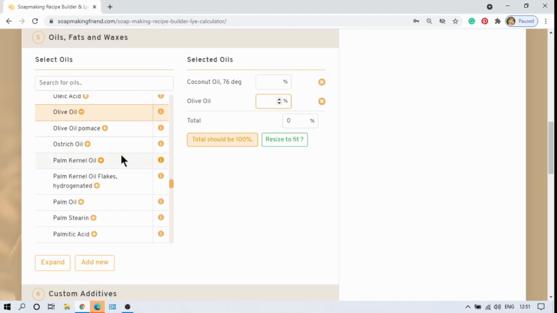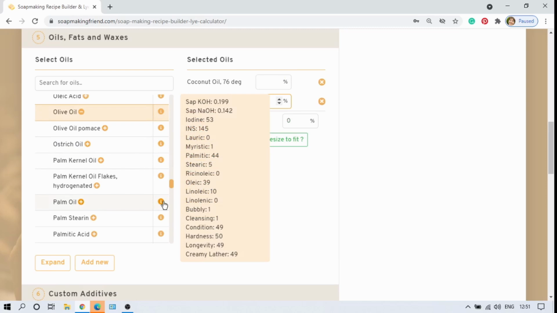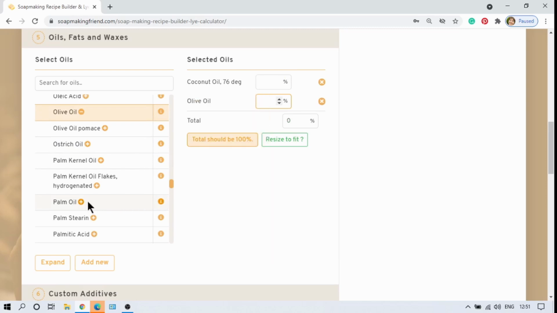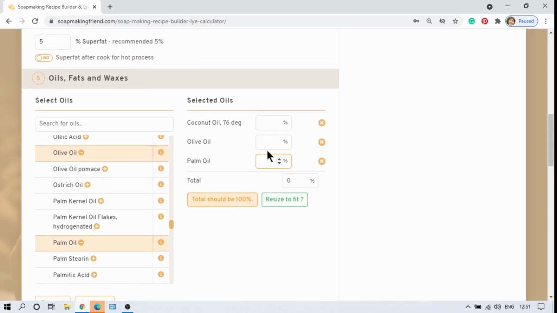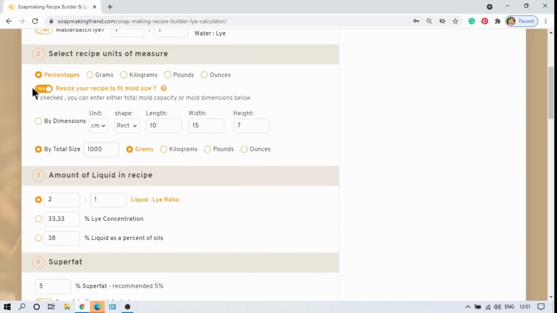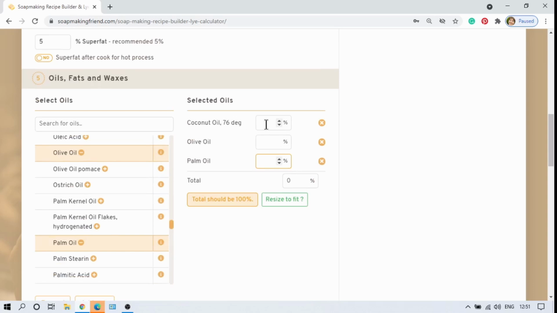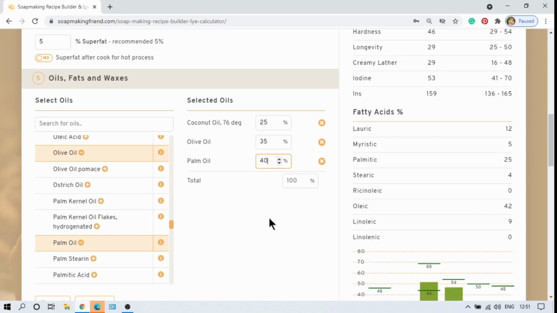And then to increase your longevity, let's add palm oil. Palm oil's got a very long, it's 49% for longevity. So let's add the palm oil here. So now I must decide on the percentages here, because we said we're going to use percentages. So for coconut oil, let's go for 25%. Then for olive oil, 35, and palm oil, you see the total here we are on 60. The moment that we reach 100% here, it will give the information here on the right hand side. So for palm oil, there's still 40% left. So let's give it a try here.